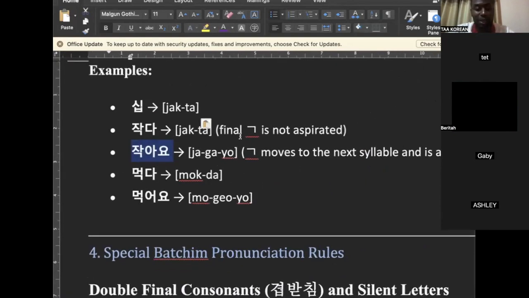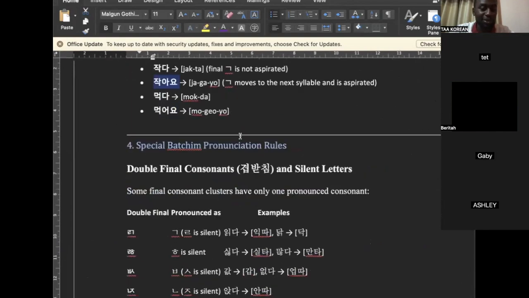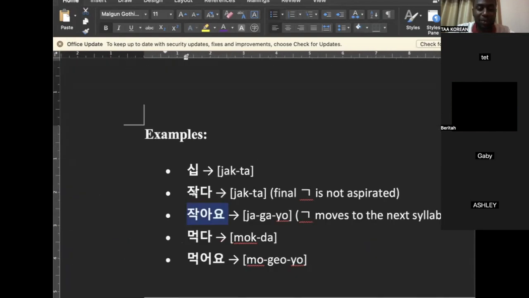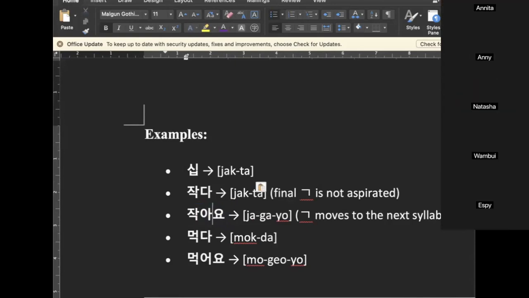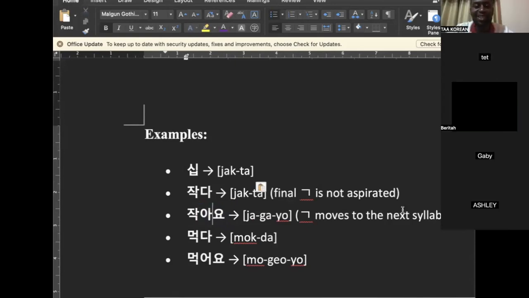Anyone, or am I speaking to myself? I might be speaking to myself here. Why am I pronouncing this word as chagayo, not jagayo? If you don't know, you can also say you don't know, so that I can know at least. I don't know. Gabby does not.